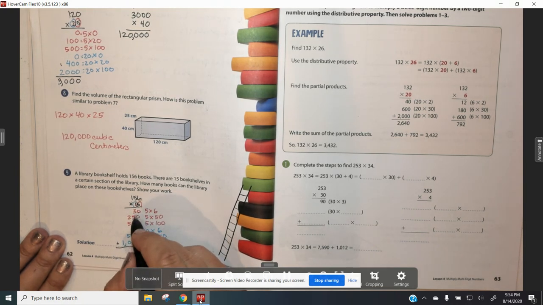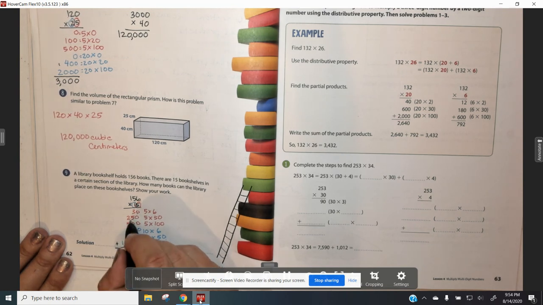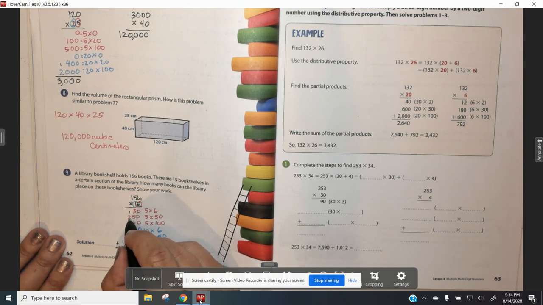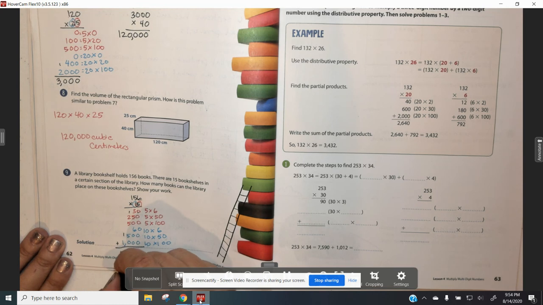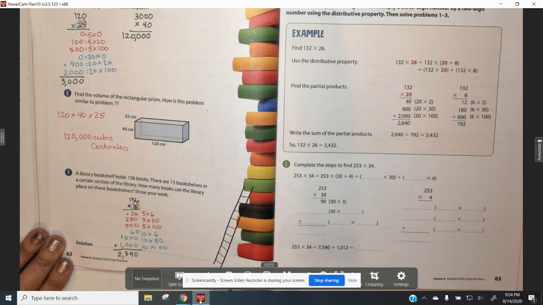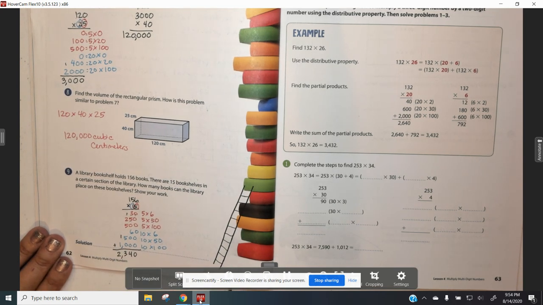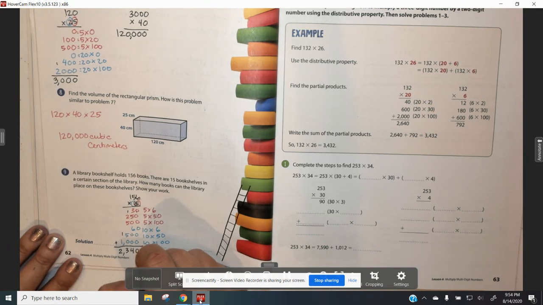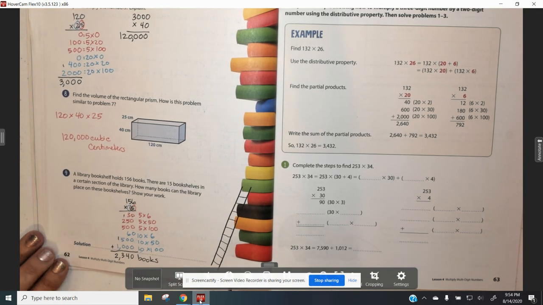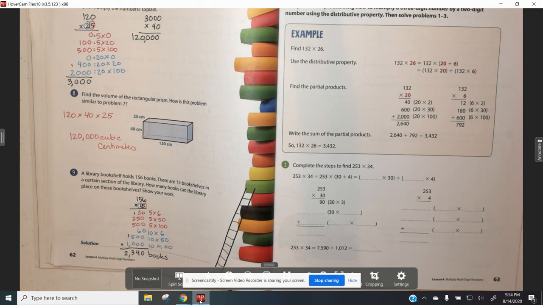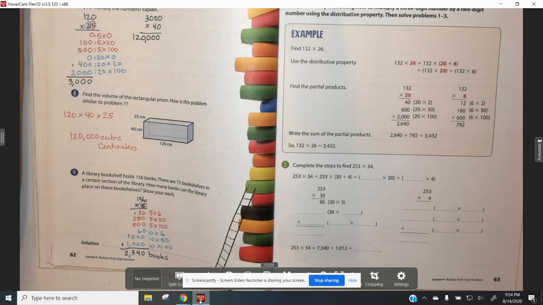0. 3 plus 5 is 8. 8 plus 6 is 14. 2 plus 1 is 3, plus 5 is 8, plus 5 more is 13. The answer is 2,340 books. And with that, we are done with our lesson for today, and you can move on to your independent practice.